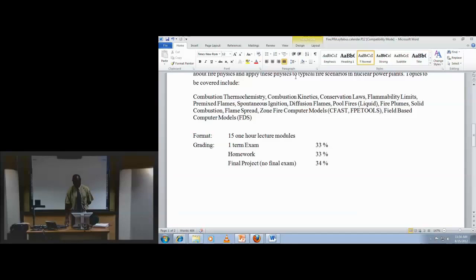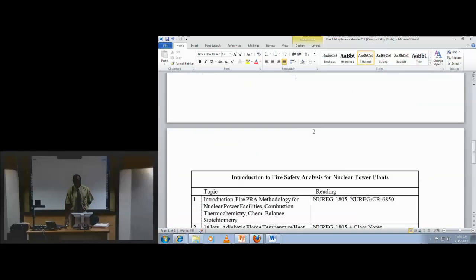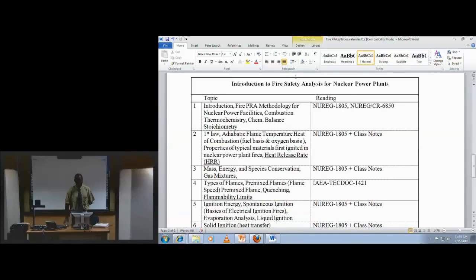So looking at the calendar in more detail, what you see is that really in this first lecture, I will be giving a broad overview and introduction of how fire impacts the nuclear power industry, and then we'll dive into the details, starting with combustion thermochemistry and basic issues in chemical balances and stoichiometry.